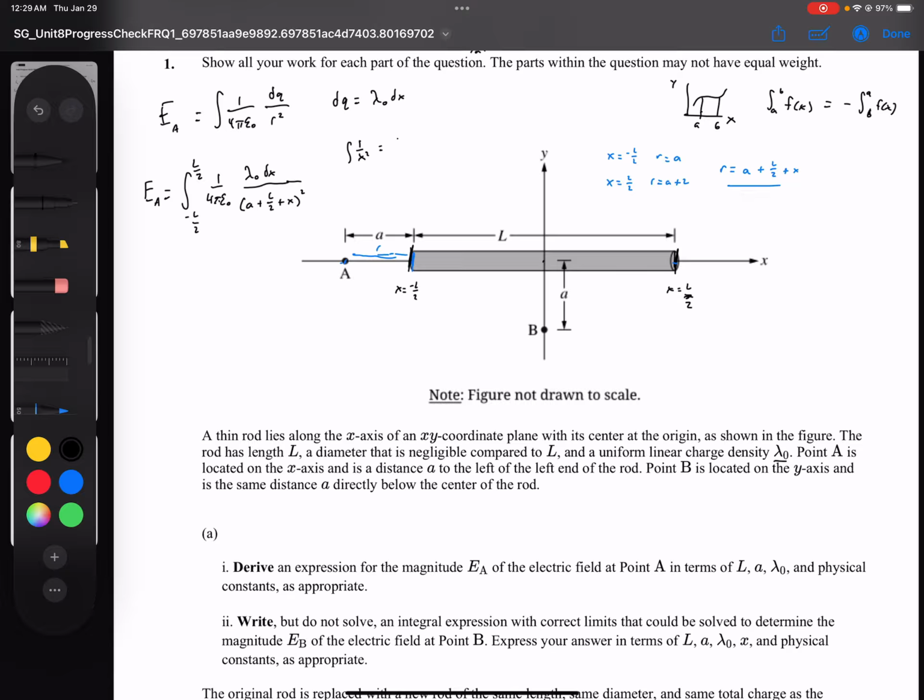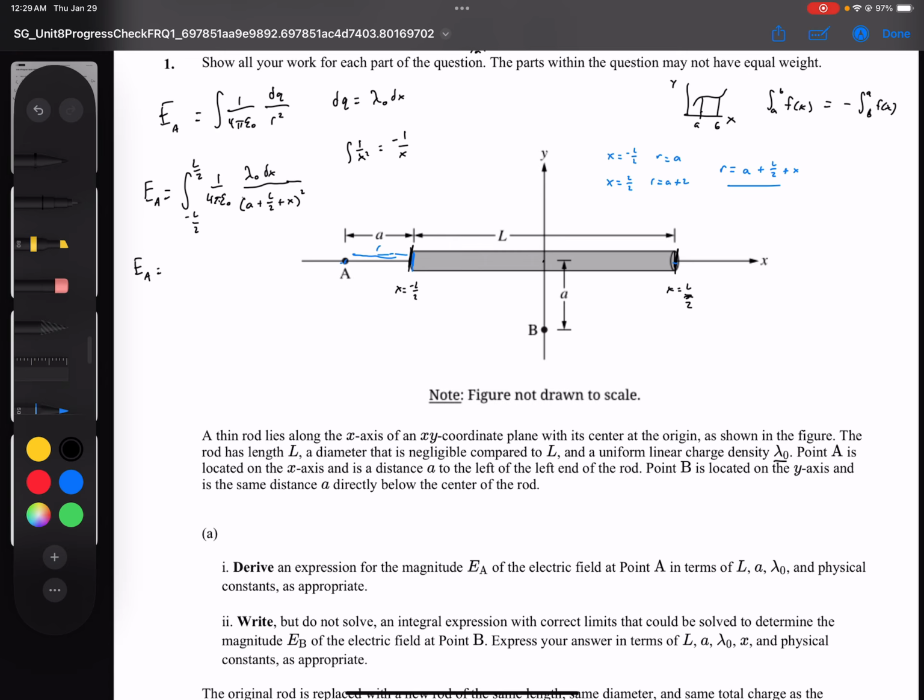So remember the power rule, and you should end up with negative 1 over x. Okay, that's the answer to the indefinite integral. All right, so then what we need to do is actually evaluate this integral.